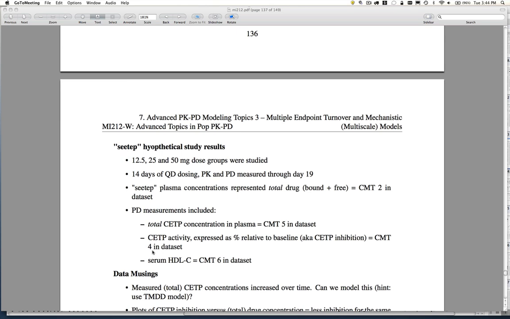In the data set I'm going to show, it's marked in as compartment 4. The total CETP concentration is compartment 5. PK is compartment 2. And then we also have measures of serum HDL cholesterol, and that's in the data set as compartment 6. So what I call data musings here, some thoughts on the data.